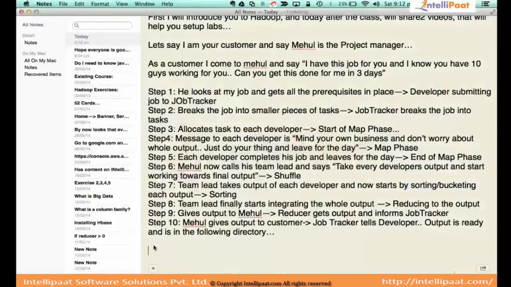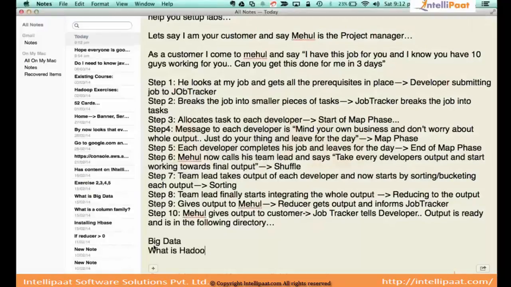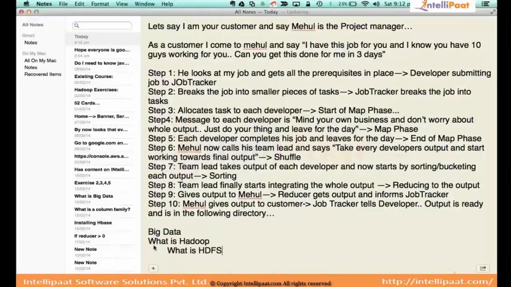We've seen what is big data. We've seen what is Hadoop. We've seen what is HDFS, the storage, and we've seen what is MapReduce.